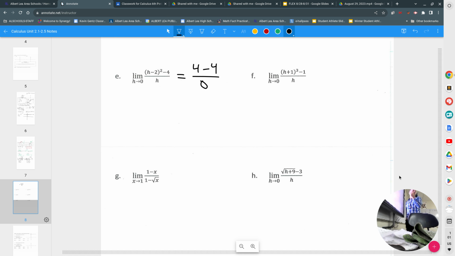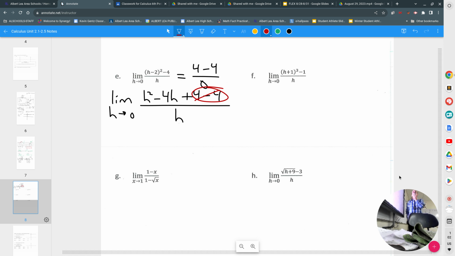Let's just square this top and see what happens. The limit as h goes to 0 of, what do you get if you take h minus 2 and you square it? h squared minus 4h plus 4. I then have the minus 4. I have it all divided by h. What happens? The positive 4 and the negative 4 will go to 0.